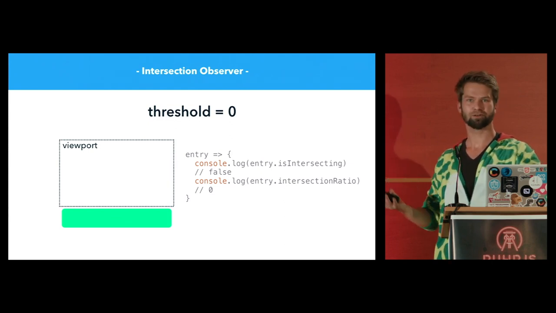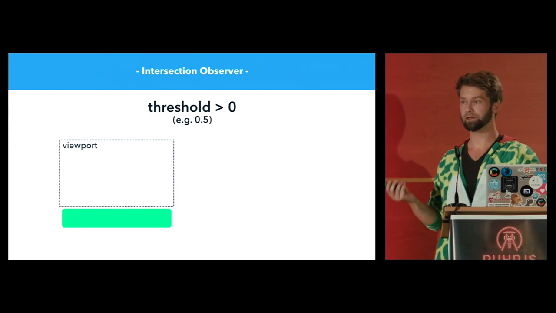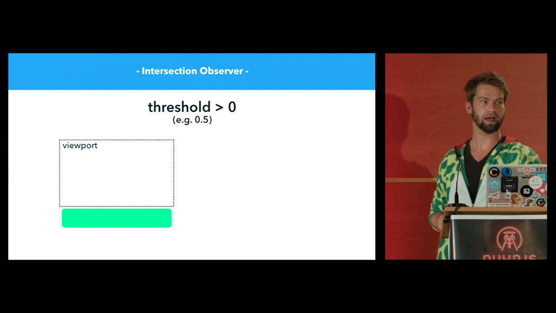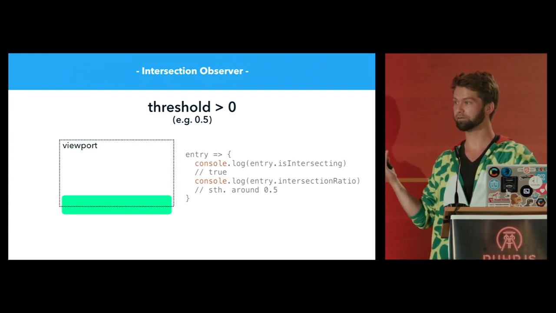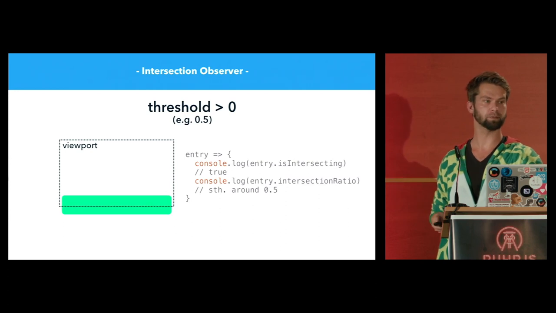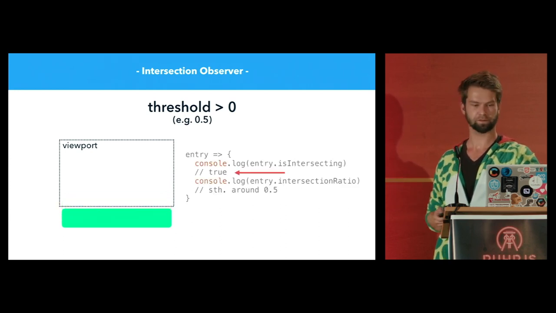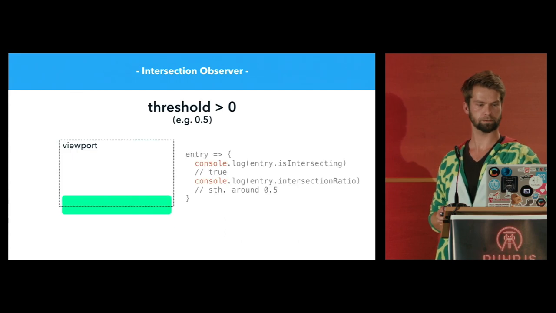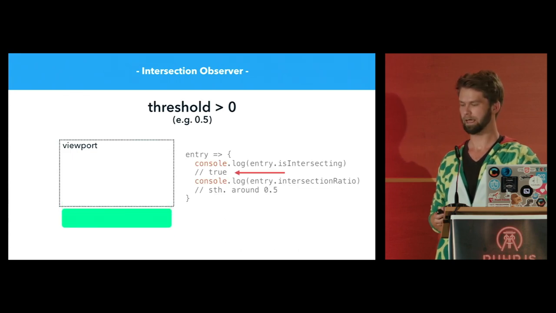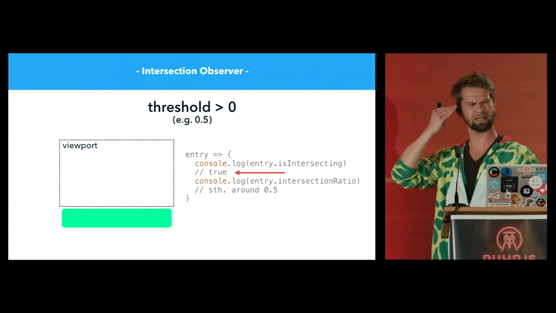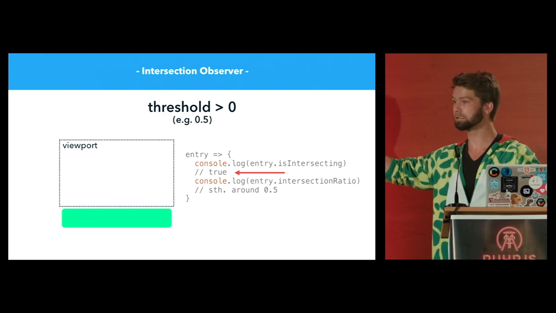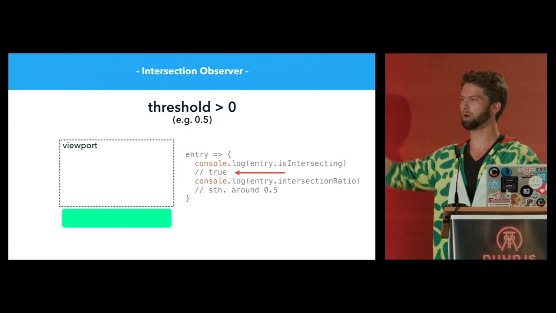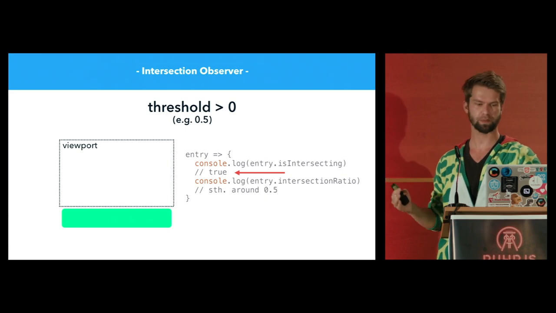There was one thing, though, that surprised me. When we have a value that is bigger than 0, like, let's say, 0.5, we get isIntersecting true and something around 0.5, right? But when it's now leaving the viewport again, we get isIntersecting still true. In my head, I was expecting false here. But when you think of that, this makes sense, because the element is still intersecting the viewport when it hits this threshold. And the ratio then is something around 0.5.